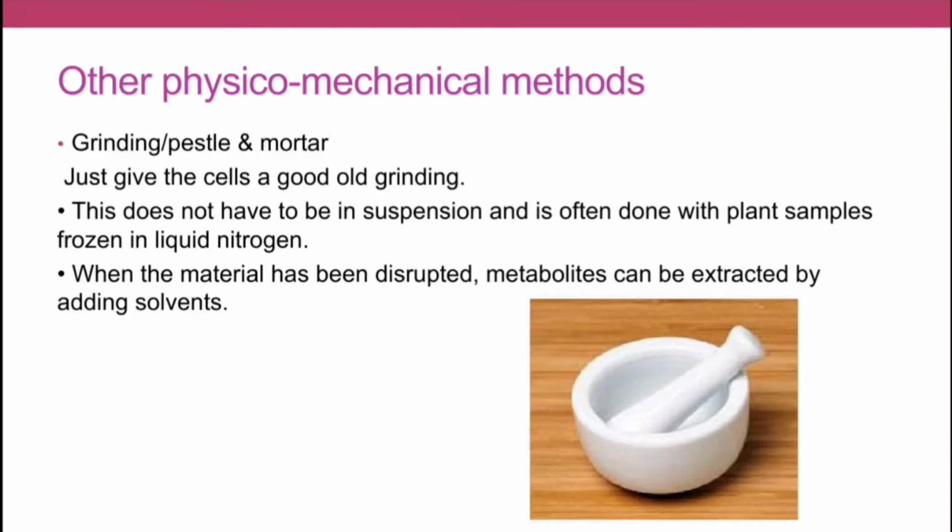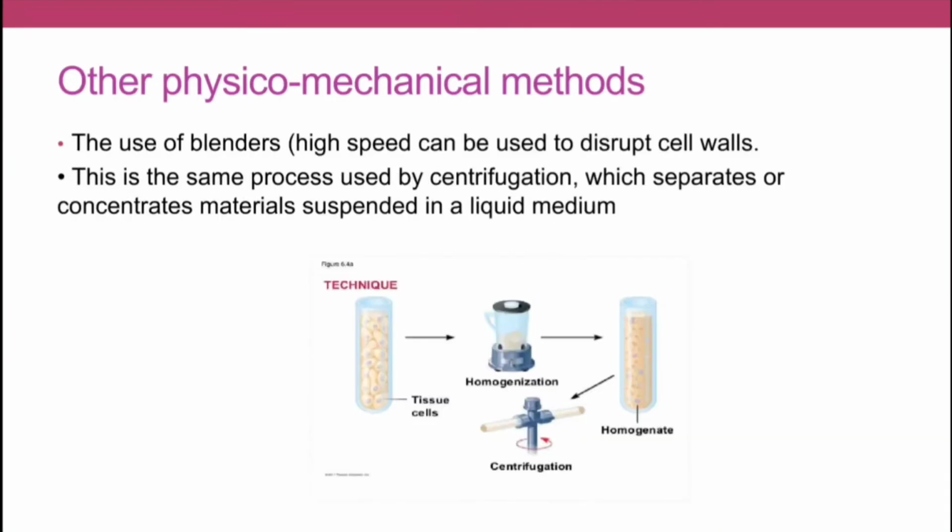It just gives the cells a good old grinding, and this does not have to be in suspension. It is often done with plant samples, and the plants are frozen in liquid nitrogen. When the material has been disrupted, metabolites can be extracted by adding solvents such as methanol, ethanol, ether. Various types of solvents can be added, and you can recover the extracts. Now, other physico-chemical methods are also used for disrupting the cells.